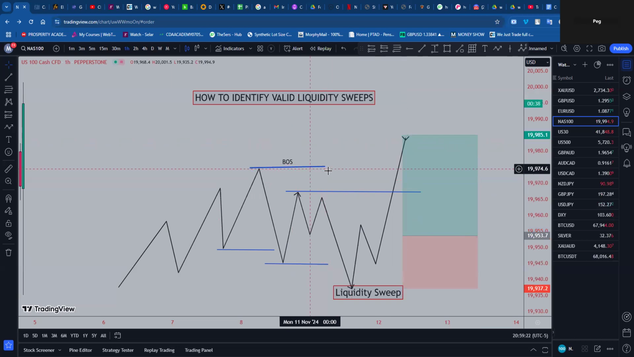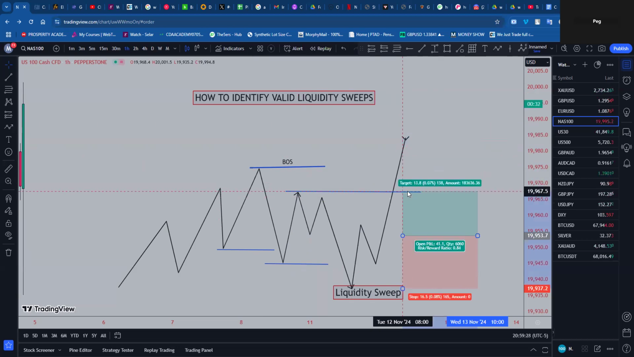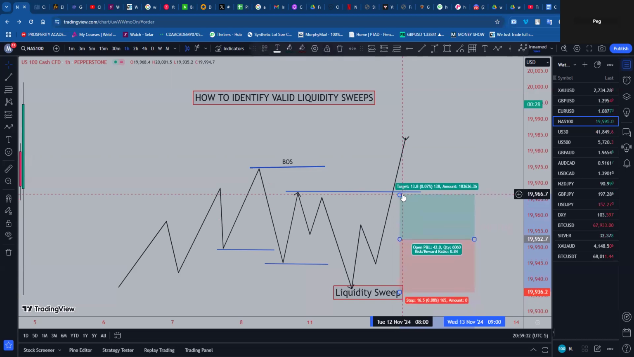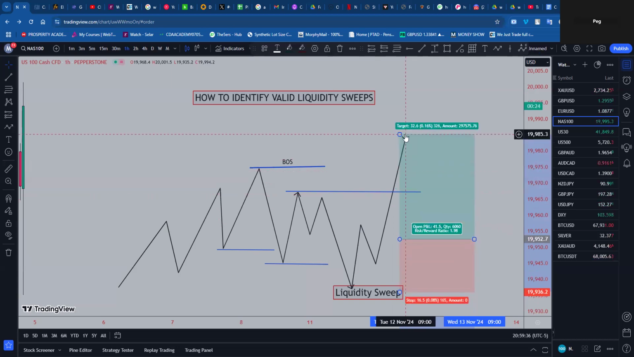I will target the high, the new high. I will target this high first. This high that started the sweep will be my first target. Then from there, I can look for higher targets to give me a good risk to reward ratio. I don't know if you get it. Do you get what I'm saying?